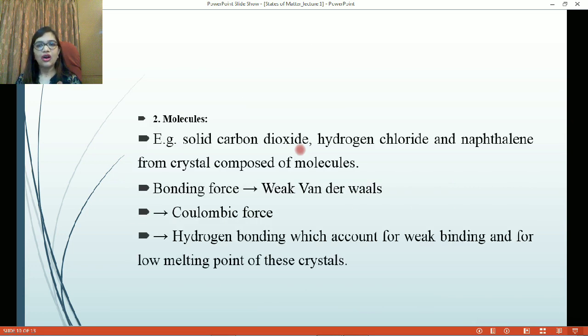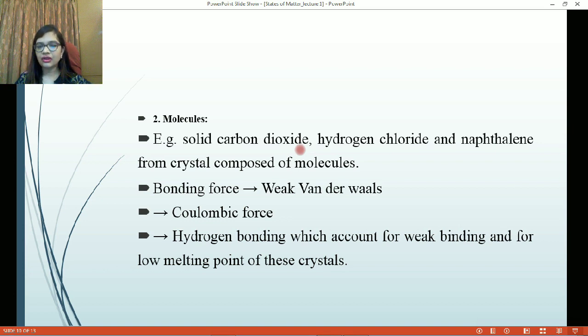Now in case of, say for example, carbon dioxide or naphthalene, the building block can be termed as molecules. It is the molecule of CO2. It is the molecule of naphthalene which is holding the structure together. Now if we talk about the holding forces or binding forces, they can be termed as van der Waals forces of attraction or hydrogen bonding. Now this is weaker than the electrostatic forces of attraction. So you can imagine the structure is also going to change.